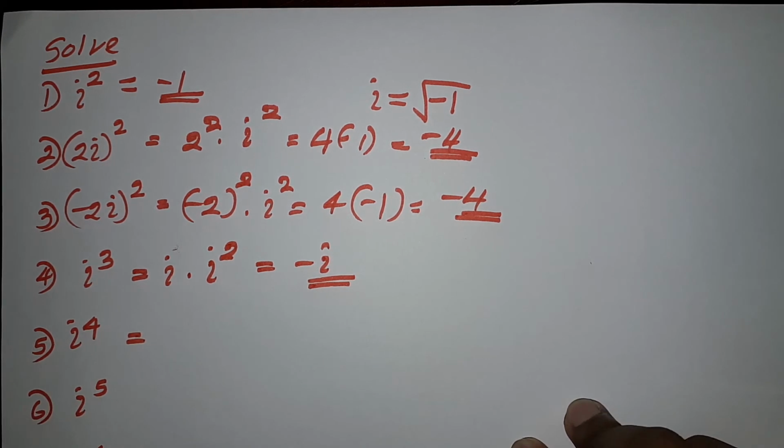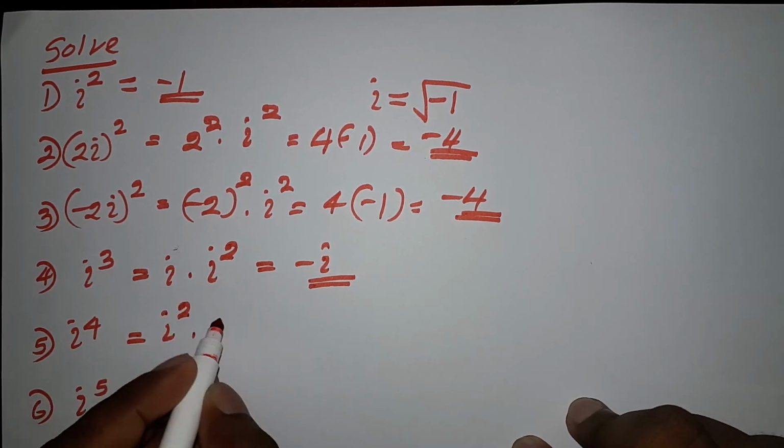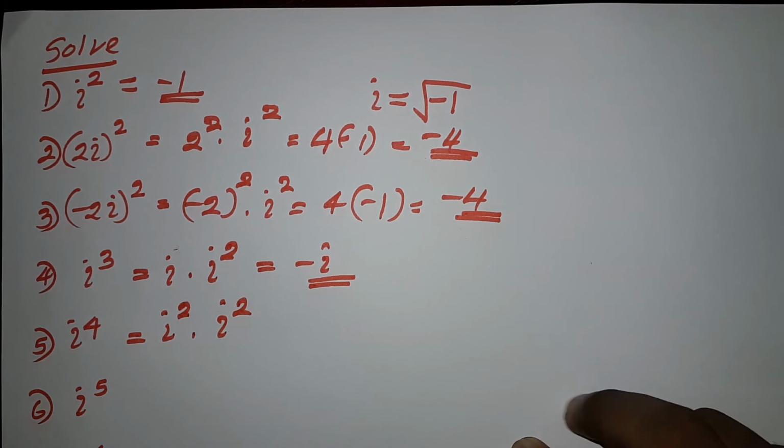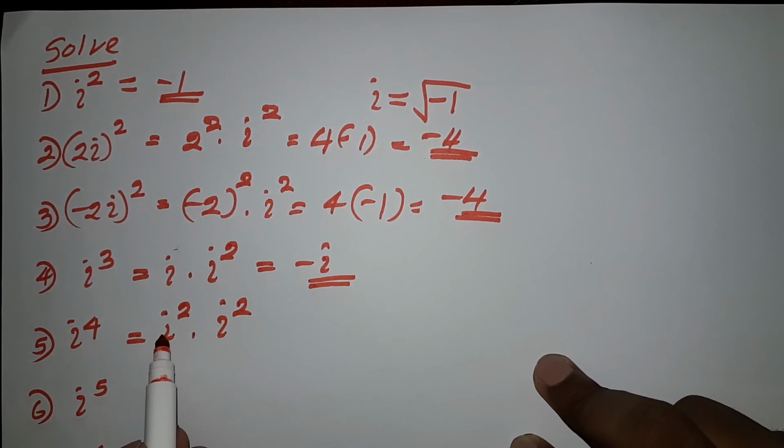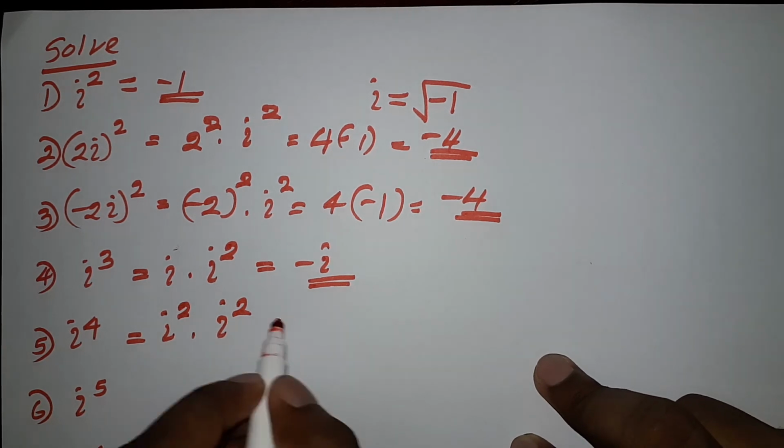i to the power of 4. I'm going to again break this into two components as so. i to the power of 2 is -1. -1 into -1 becomes +1.